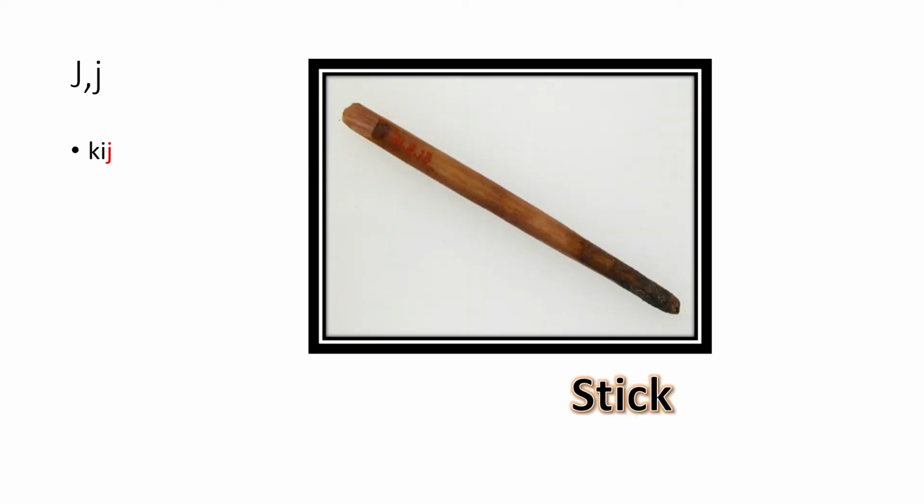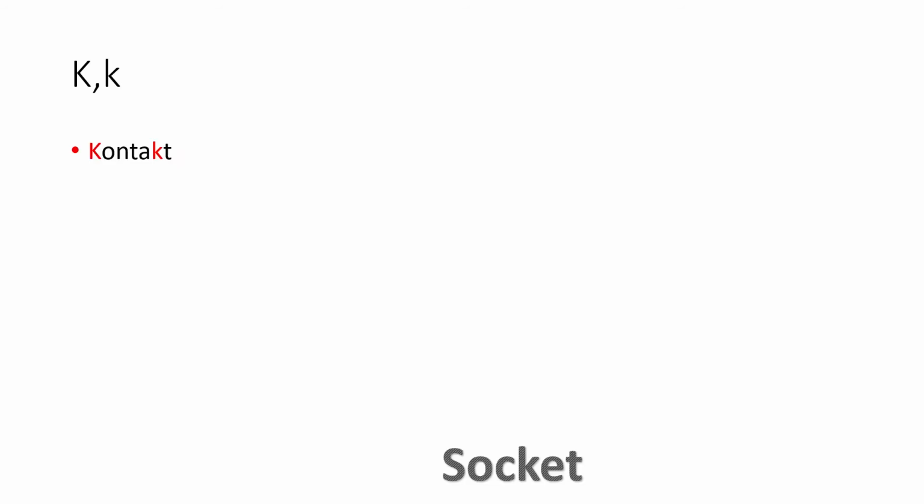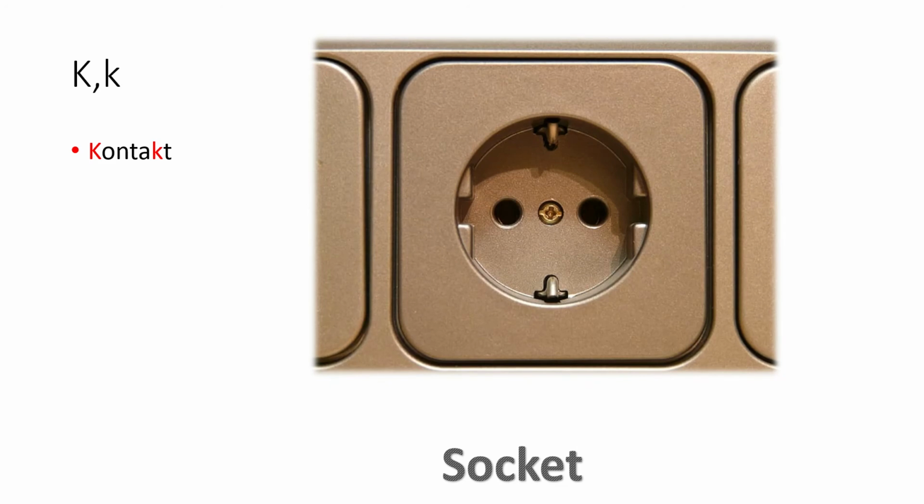This J in English is pronounced y in Polish. So key, a stick. Contact, socket. So yes, contact in Polish means socket. It also can mean telephone contact. So don't be surprised if you see contact meaning socket. And if you're in a place and you're asking, do you have a contact? Do you have a socket, electricity socket? You just say, do you have contact? Okay.